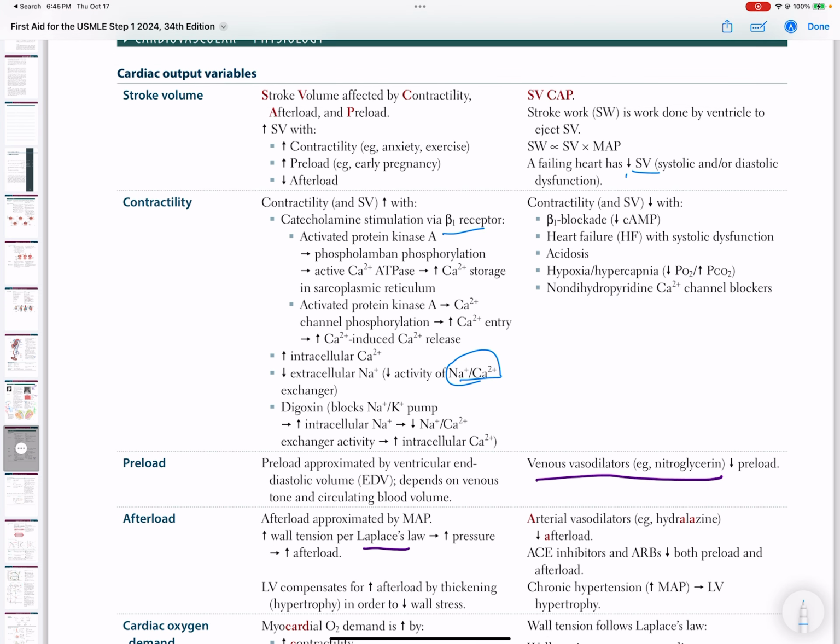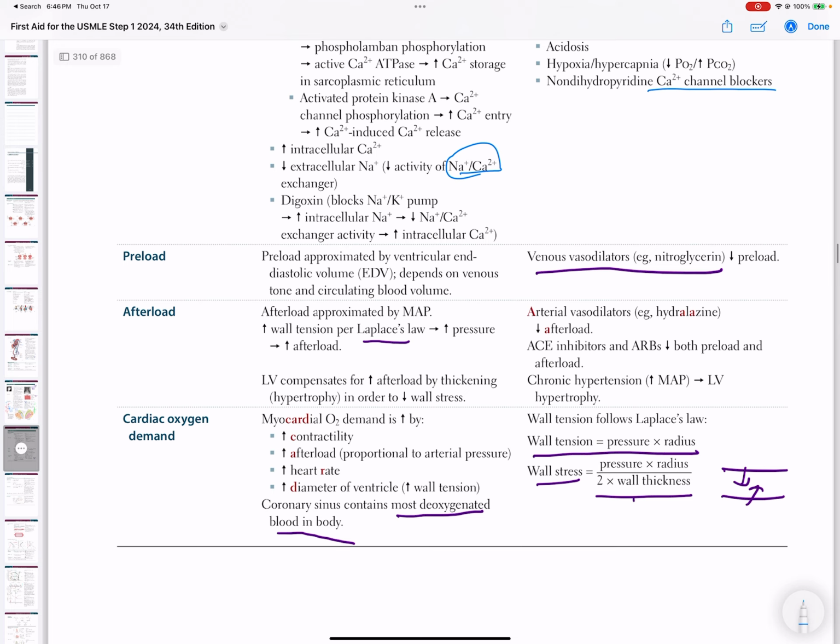Contractility and stroke volume decrease with beta-1 blockers because of decreased cAMP. Heart failure with systolic dysfunction, acidosis, hypoxia, hypercapnia, that is decreased PO2 and increased PCO2. Non-dihydropyridine calcium channel blockers, that is verapamil and diltiazem. Next we have preload. It is the ventricular end diastolic volume, EDV, depends on venous tone and circulating blood volume. Venous vasodilators, that is nitroglycerin, they decrease the preload.